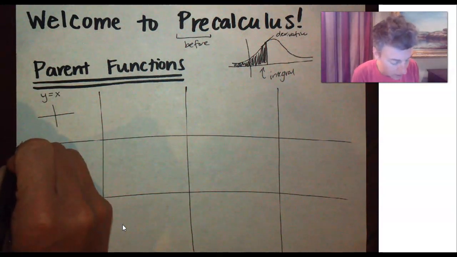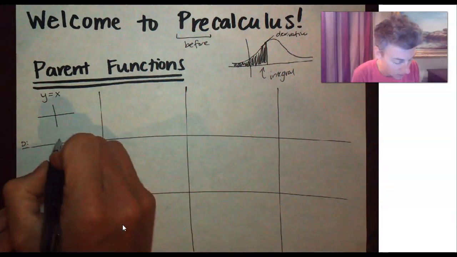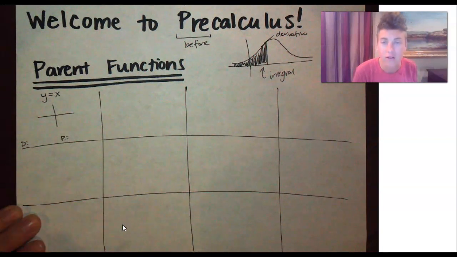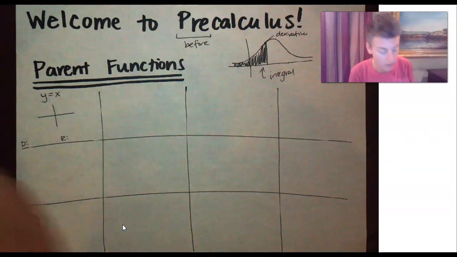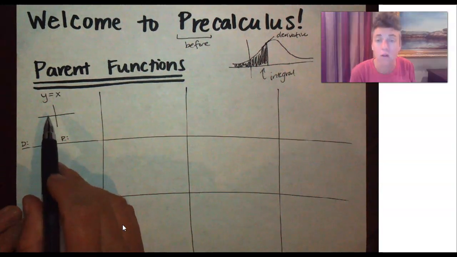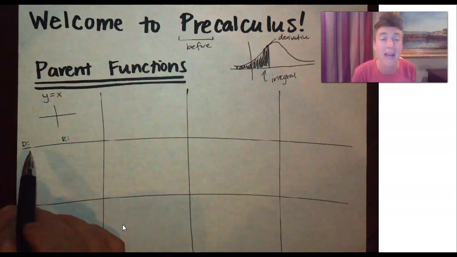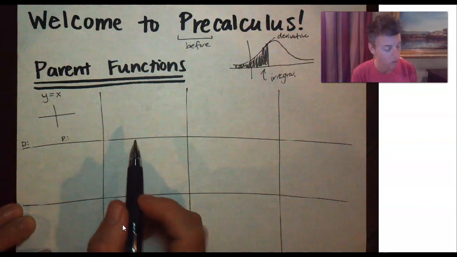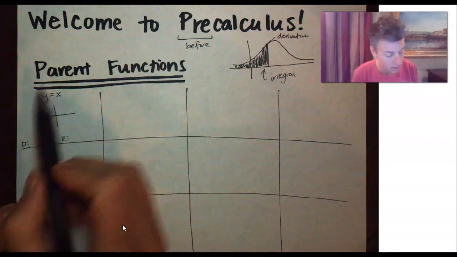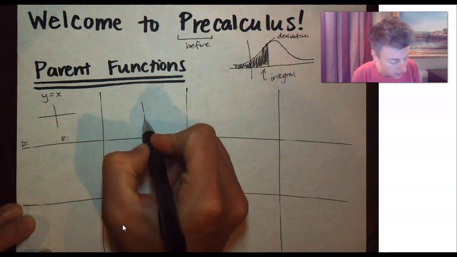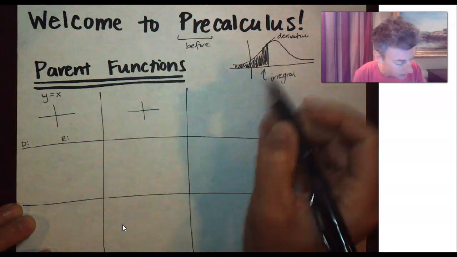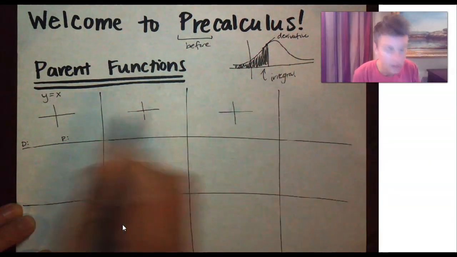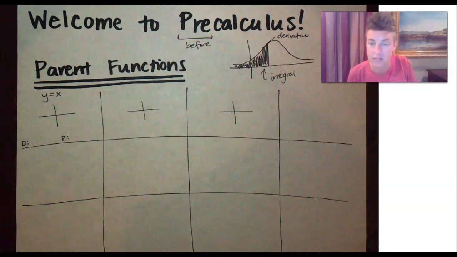And then we're going to leave a space down here at the bottom to talk about the domain and the range. We're actually going to draw out all of the parent functions first, and then we'll come back to talking about their domain and range. So go ahead and split up your paper in 12 spots. Draw your graphs in each of them. And again, leave yourself some space.